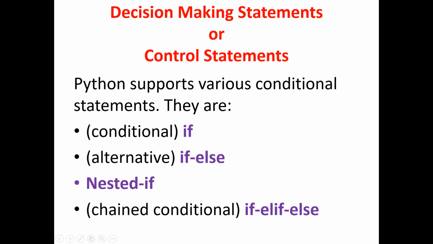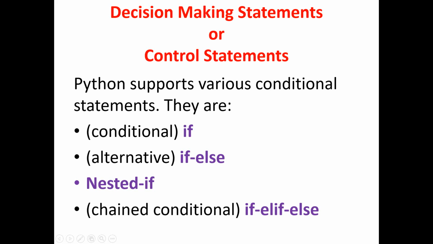Decision making statements or control statements in Python. Python supports various conditional statements. They are the if statement, that is known as a conditional statement; we say it is a simple if statement; the if else statement, known as an alternative statement; the nested if statement; and the chained conditional, if elif else statement. So we have a simple if, if else, nested if, and elif else.